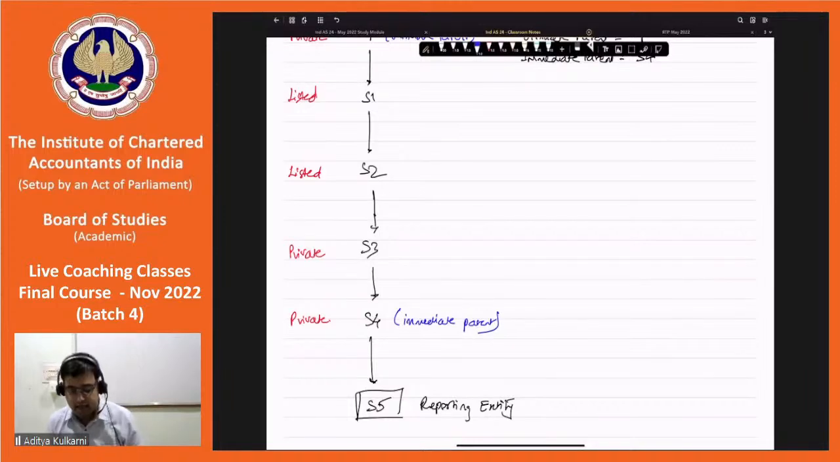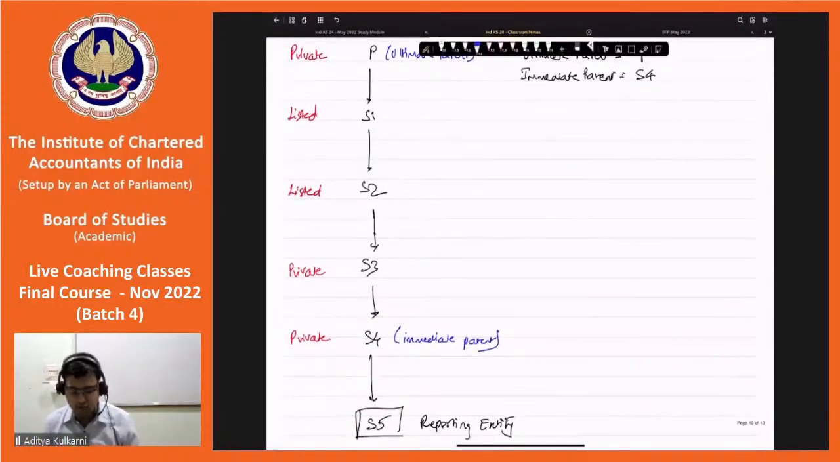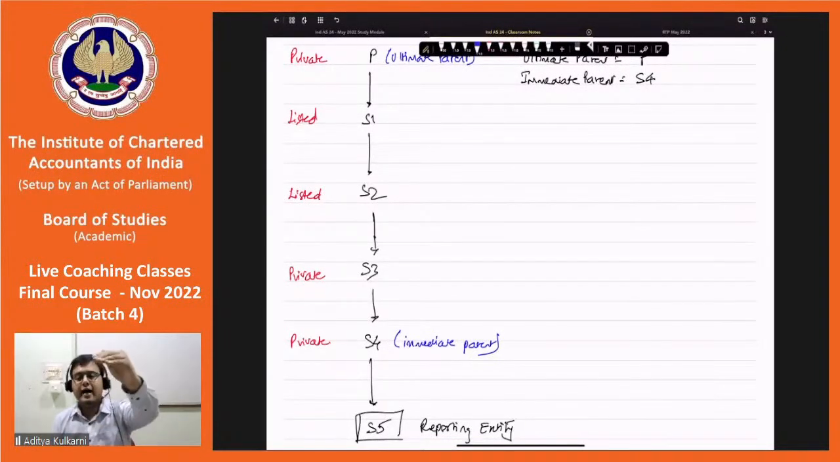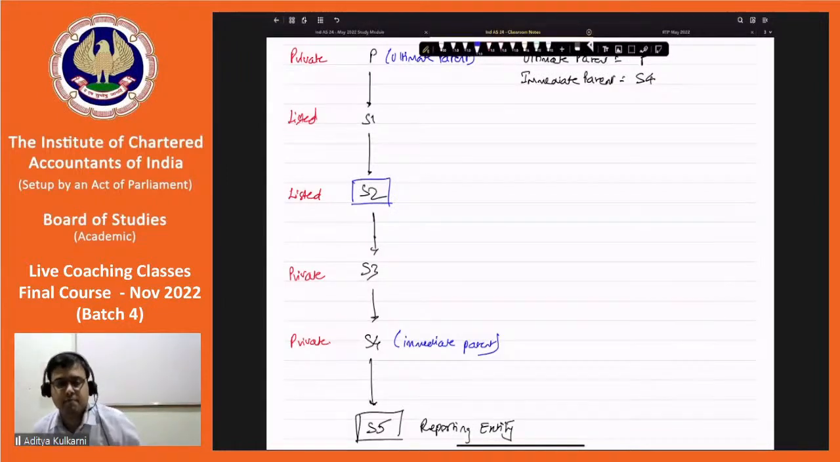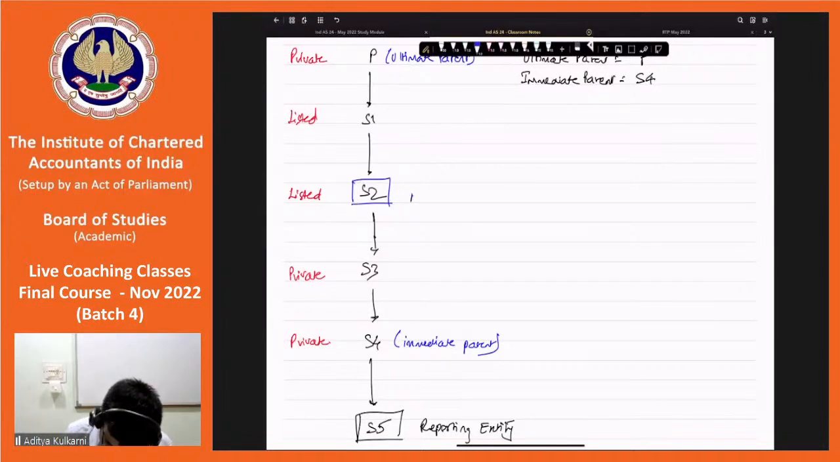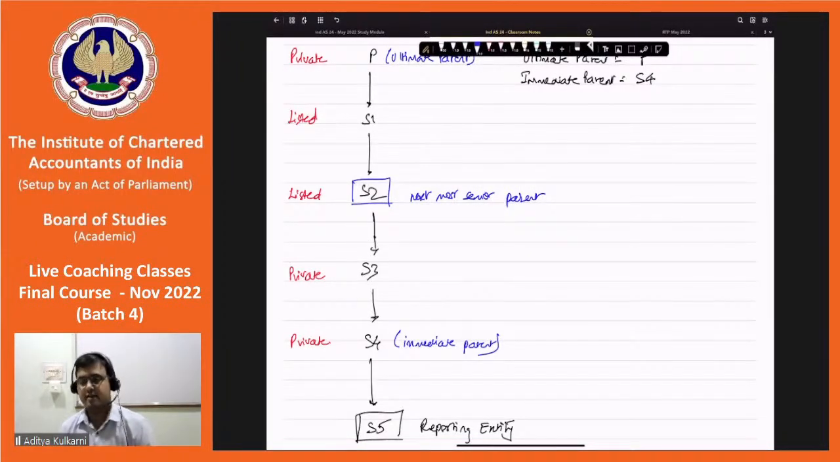And who is my next most senior parent? In the hierarchy, who is the first entity that is required to prepare financial statements? Well, that is S2. Above S5 is S4, but S4 is private. S3 also is private, and therefore S2 will be my next most senior parent.